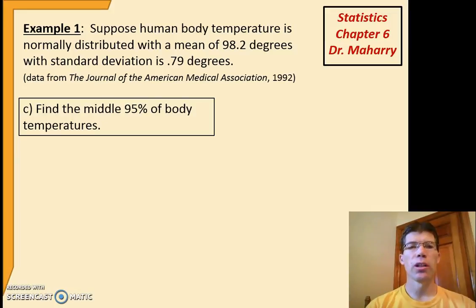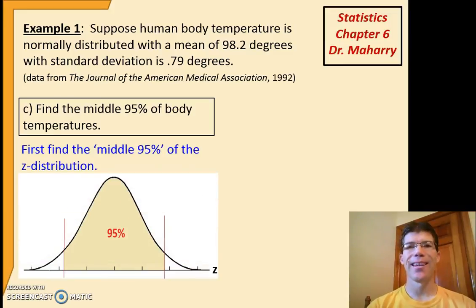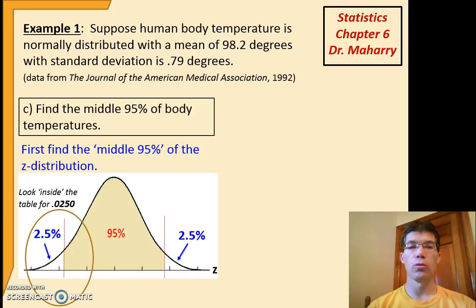Last example, suppose I wanted the middle 95% of body temperatures. So here I want to first think about, let's first find the middle 95% of z-scores. So if I want 95% in the middle, that would imply there's 2.5% in each tail, because I know the total area has to be 100%, or 1. So if I focus on that lower end there, I want to look for a z-value that gives me 0.025 in the lower tail. So here we're using the table in reverse.